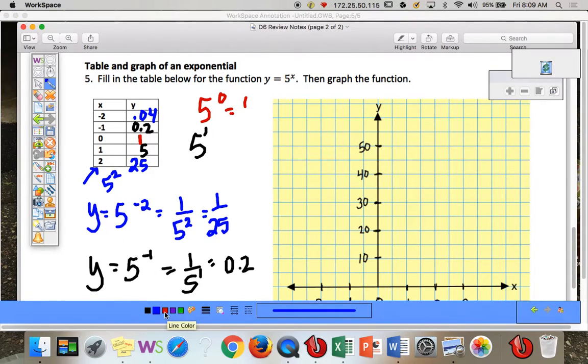Okay, so the first one was negative 2, 0.04 is going to be like right here. Negative 1, 0.2 is just slightly above. Then 0, 1. This is 5 right here, so 0, 1 is right here. 1, 5. 2 jumps all the way to 25. So if we graph this exponential, you can see that it grows pretty quickly here.